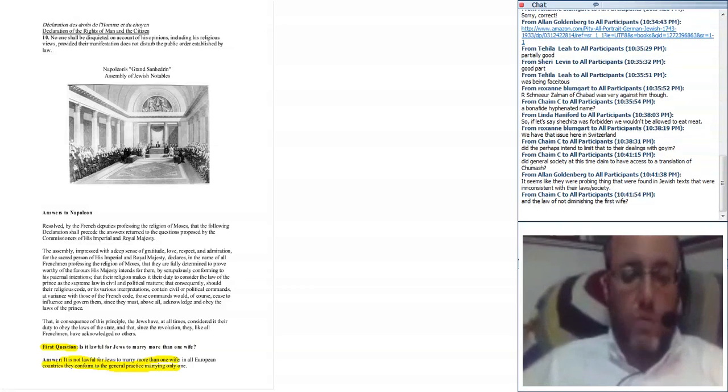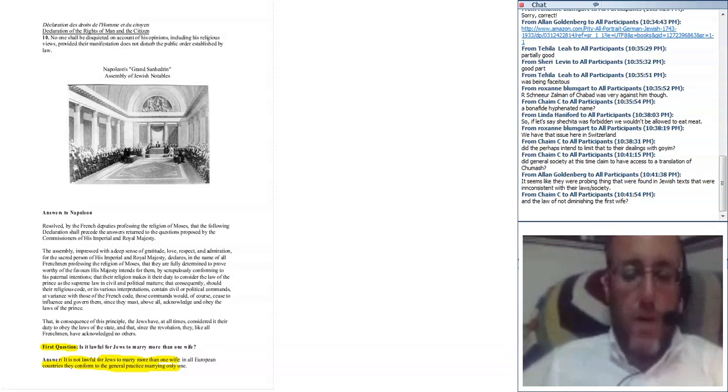Even though we're all aware, of course, yeah, of course, Chaim asks, did general society have access to translation of Chumash? Of course, they had what they called the Old Testament. Of course they did, and they read it quite regularly. Which may be where they get this notion that perhaps Jews still have more than one spouse, like Yaakov Avinu had more than one spouse.